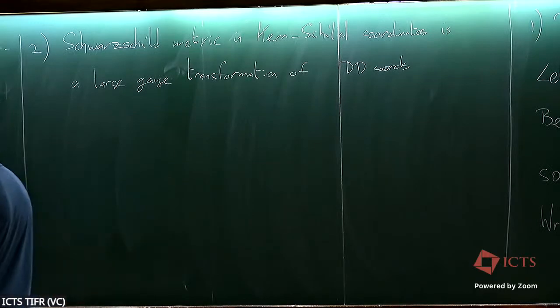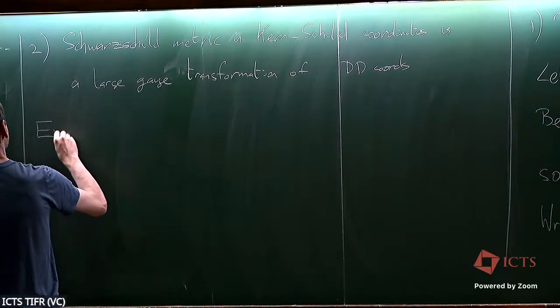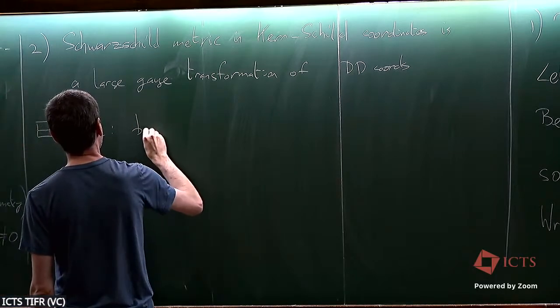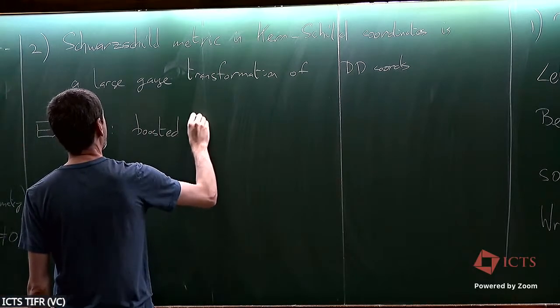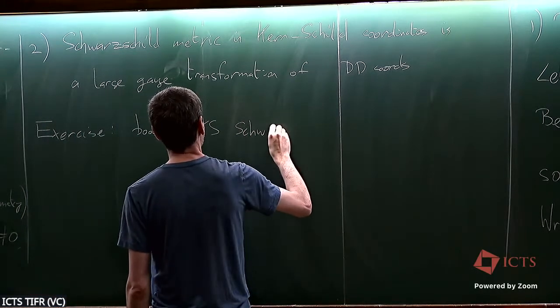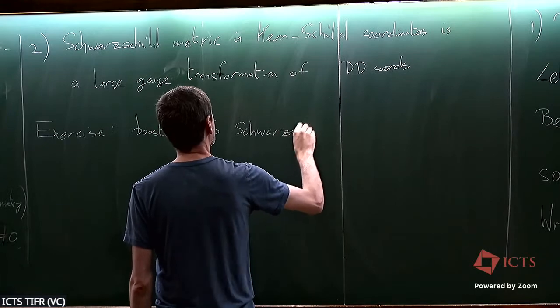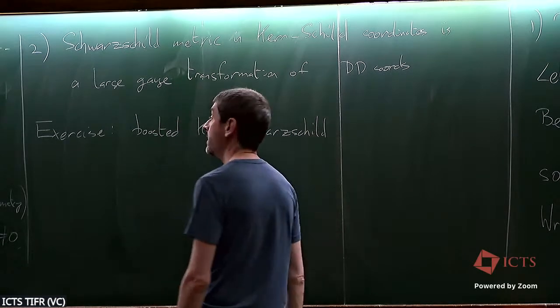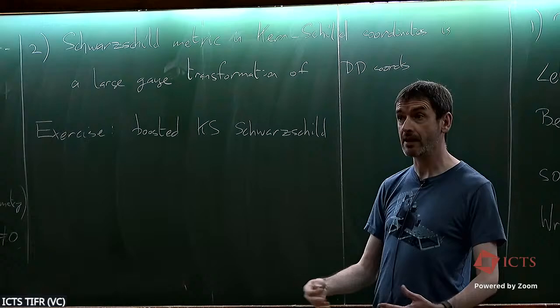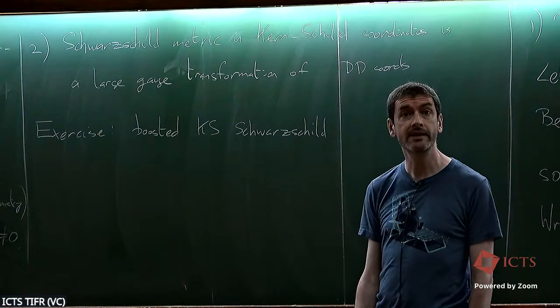Okay, well, there's more than one obviously large gauge transformation, but this is an interesting one. So the exercise, the tutorial, is to show that if you take a boosted Kerr-Schild Schwarzschild, you take that line element, expand at large distances, you'll find that it takes the Bondi form.